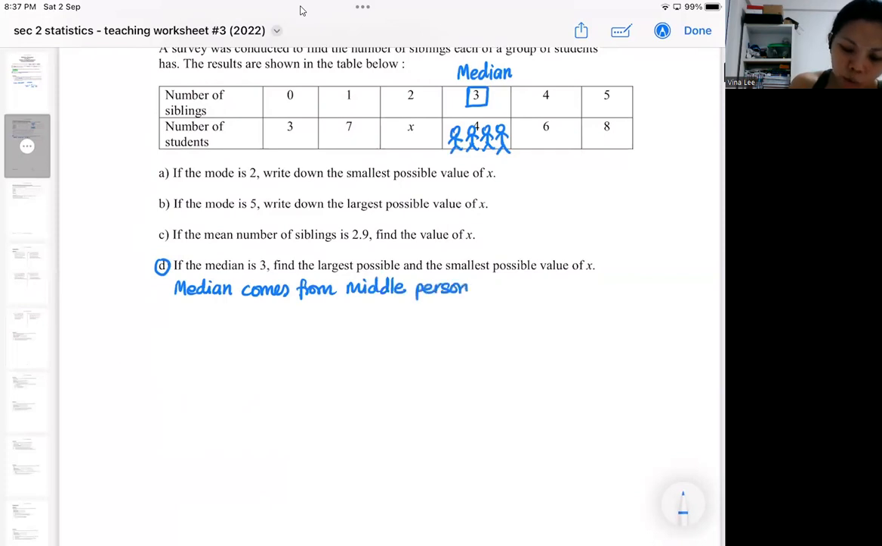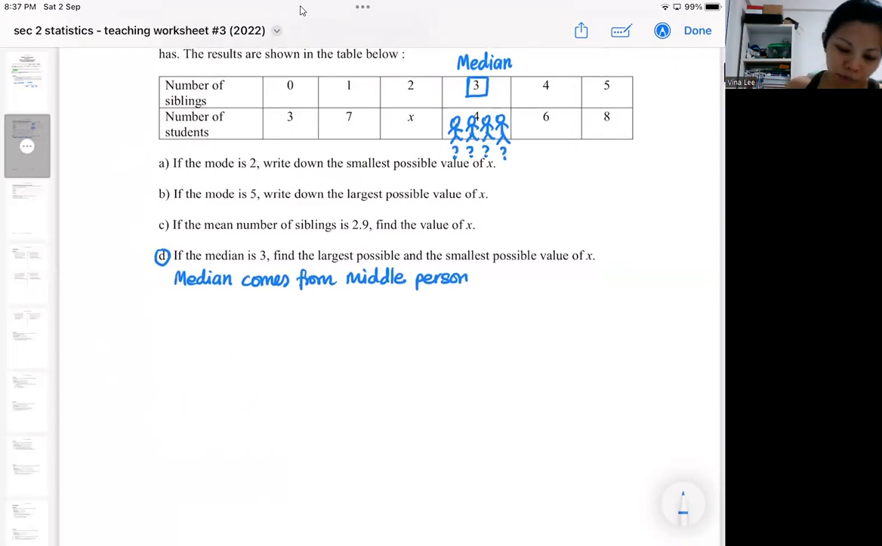But who is the middle person in this case? There are 4 of them, so we have to investigate. By the way we investigate, we can find the largest X and the smallest X. I'm going to draw for you so that hopefully you can see the situation. Under the median, which is 3, there are 4 guys under the median.